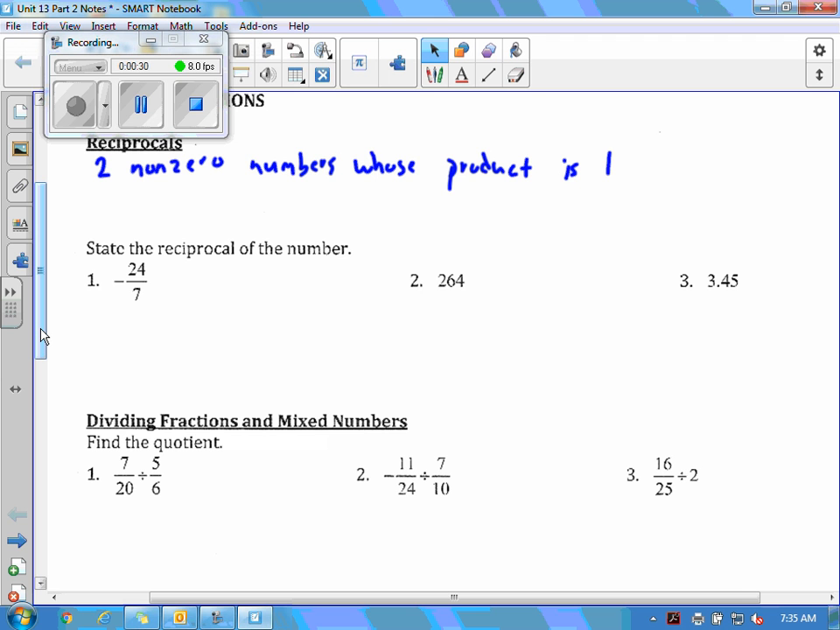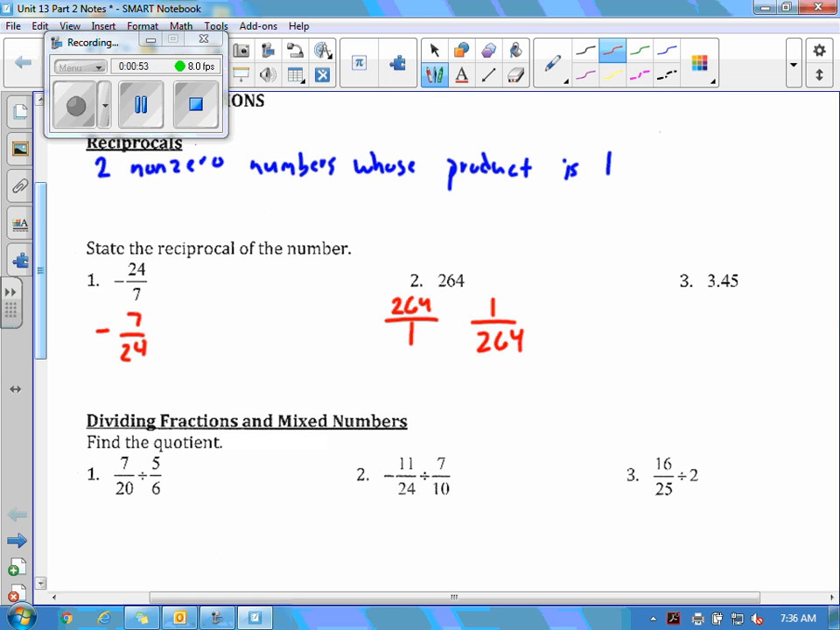For the first part, the directions say state the reciprocal of the number. I have negative 24 over 7. The reciprocal means to simply flip that fraction. So it becomes 7 over 24. You still have the negative out the front. For number 2, I have 264. 264 as a fraction is 264 over 1. So that means the reciprocal will be 1 over 264.